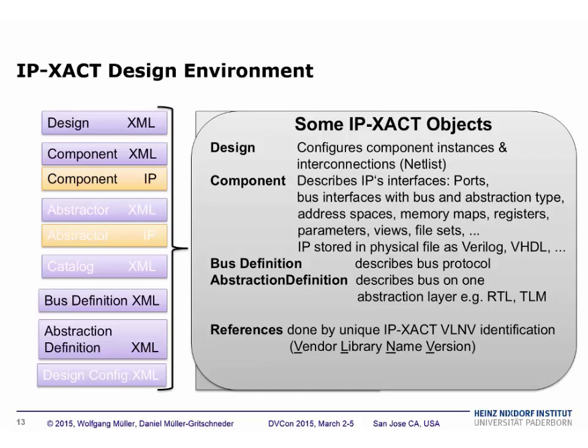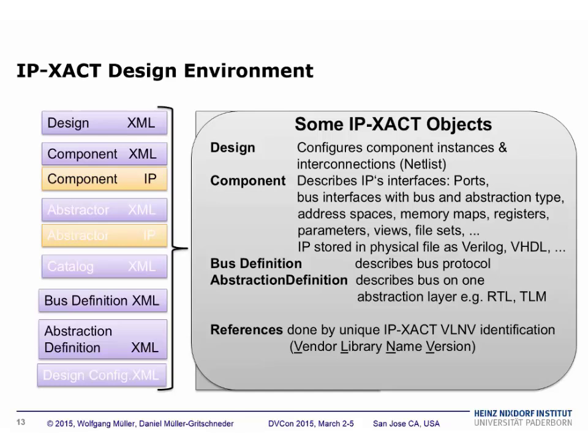And here also, the bus interface is actually described by having a reference on a bus definition and on an abstraction definition. The bus definition basically describes what protocol is supported with this bus interface, and the abstraction definition then gives the details on how this bus interface is implemented on the abstraction layer you want to look at, especially RTL, TLM, and so on.